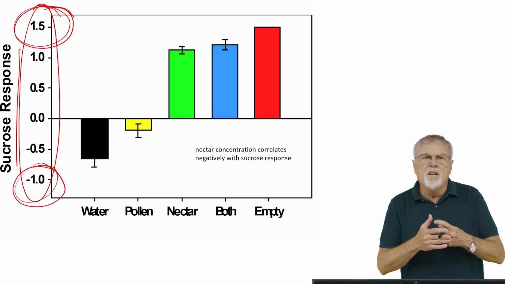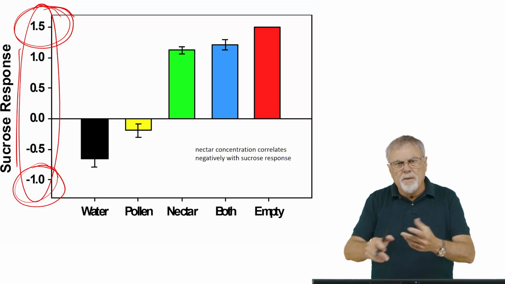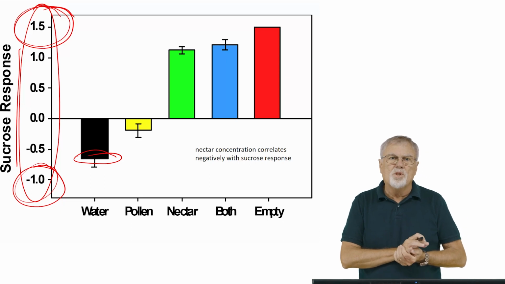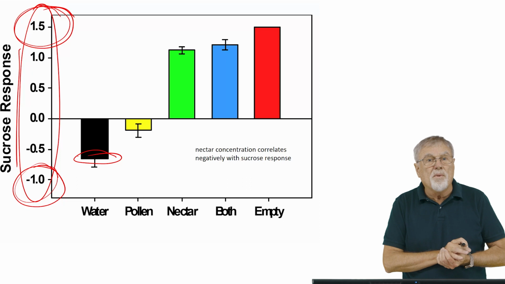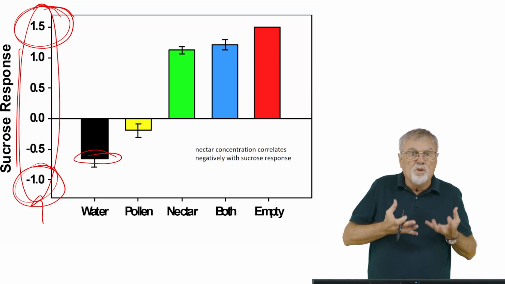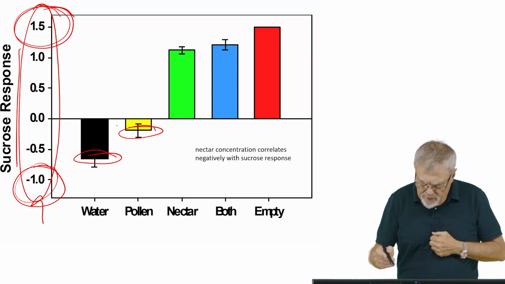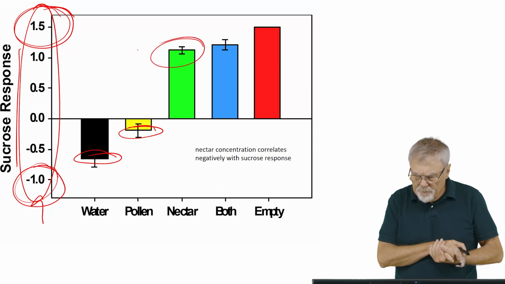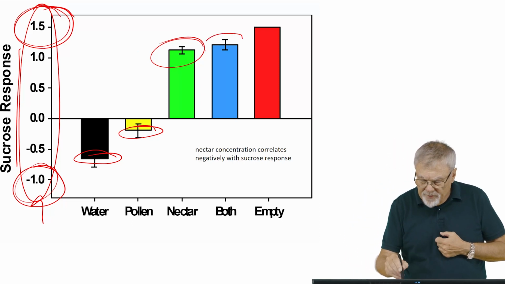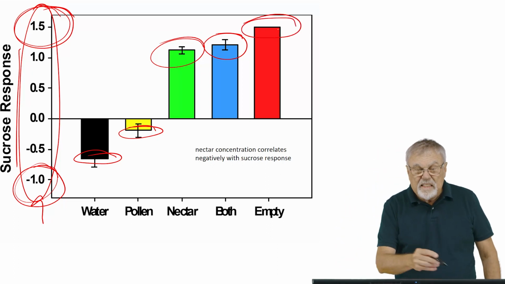So if you took individuals that foraged on water, and then you looked at what was their average response threshold when they were 4 days old, they're returning with water, what you found was that their response threshold to sugar was very low. In other words, they were very responsive. So low response threshold means higher responsiveness. So they're the most responsive. Then the pollen foragers, they were the next most responsive. Then individuals that collected nectar, they were next. And then those that collected both, and then those that returned empty. The ones that were empty were the least responsive to sugar.